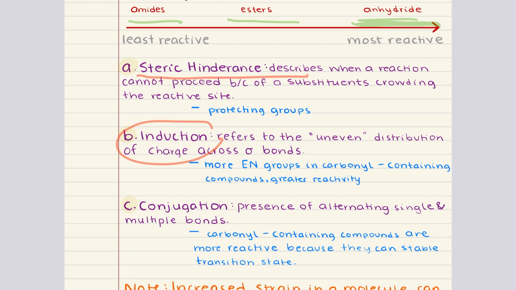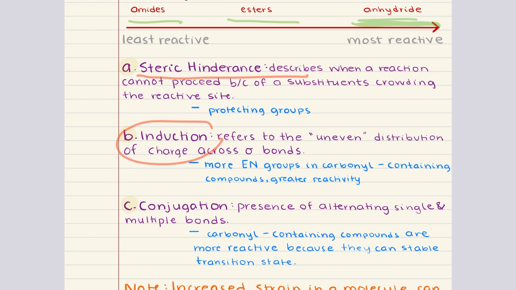Let's take two examples. In anhydrides, the carbonyl carbon is adjacent to an oxygen atom that bridges to a second carbonyl group. This bridging oxygen is quite electronegative, and the additional carbonyl group also withdraws electron density through induction. So together, these effects greatly enhance the partial positive character of the carbonyl carbon, making it highly electrophilic and more reactive. In contrast, in amides, the carbonyl is bonded to a nitrogen atom.